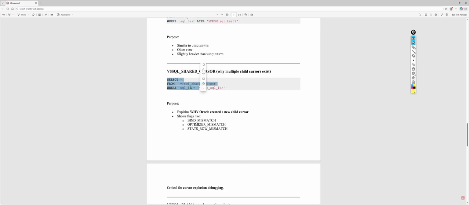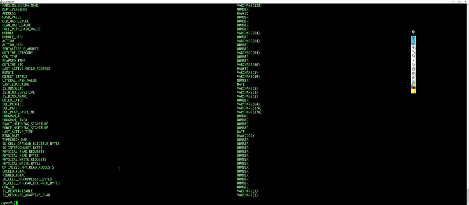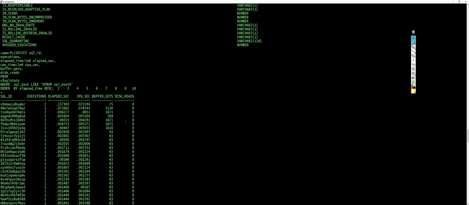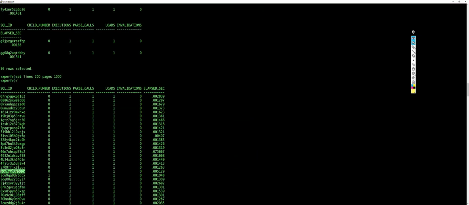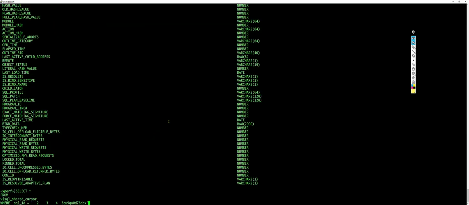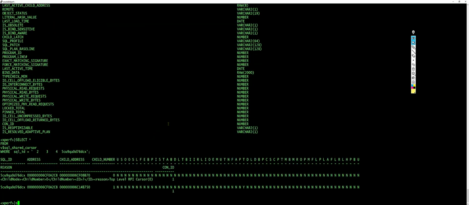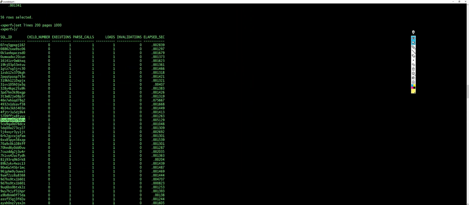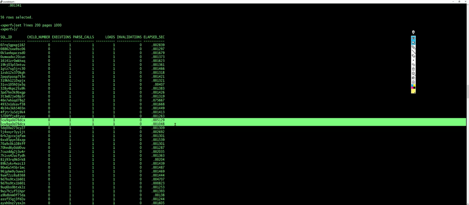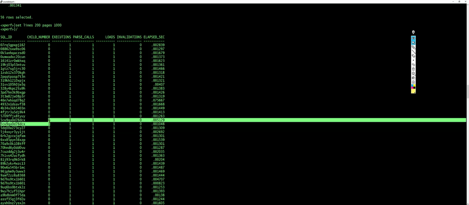And the next one is V$SQL_SHARED_CURSOR. This view contains information about all the child cursors, which means version counts. So here we see one parse call and multiple child numbers for this SQL. So let us use this SQL. As I already mentioned, in the previous V$SQL output, this SQL has been executed 2 times and it has 2 child numbers, 0 and 1.